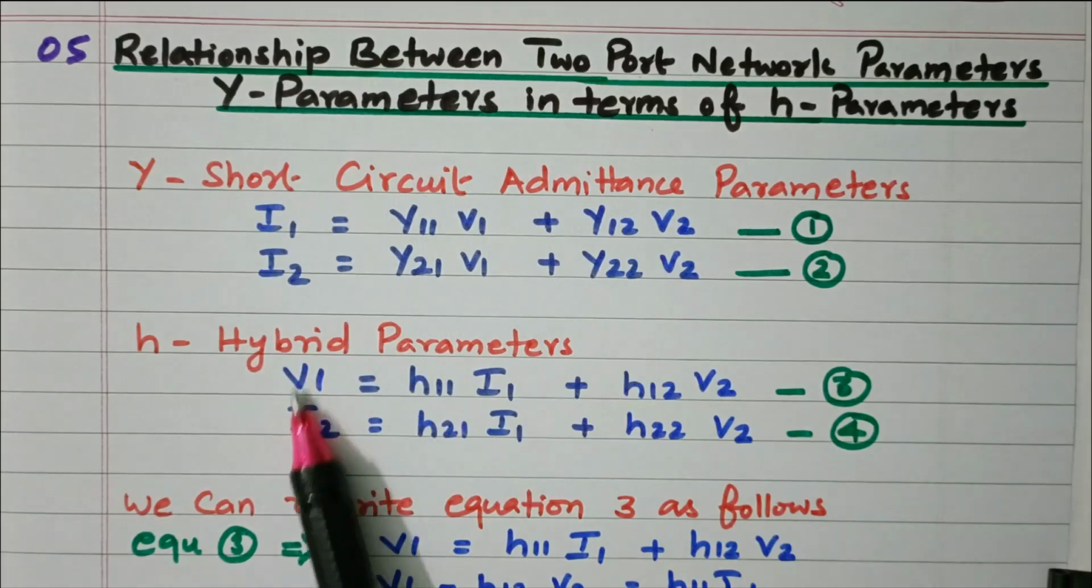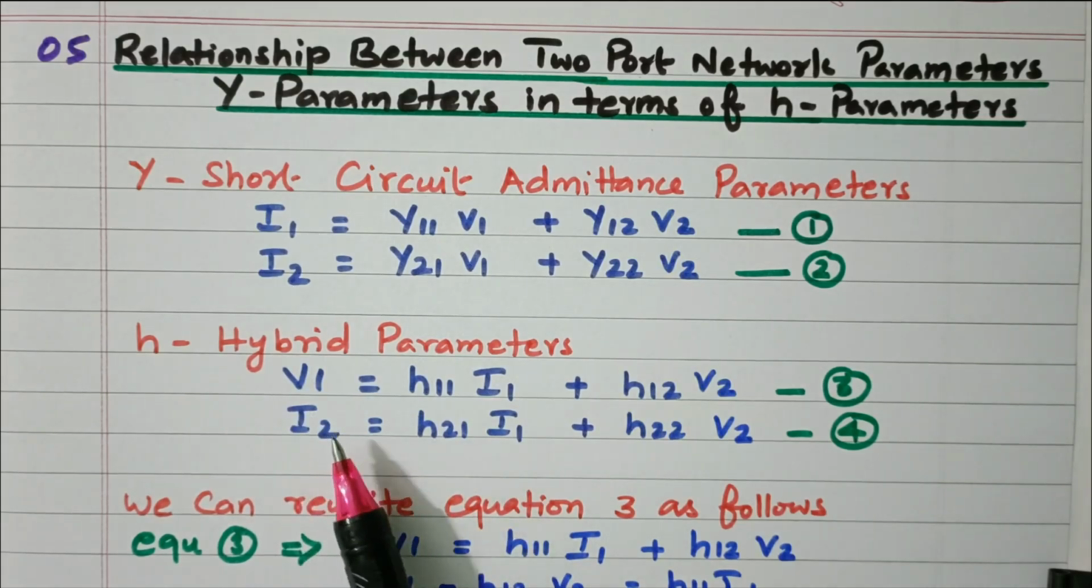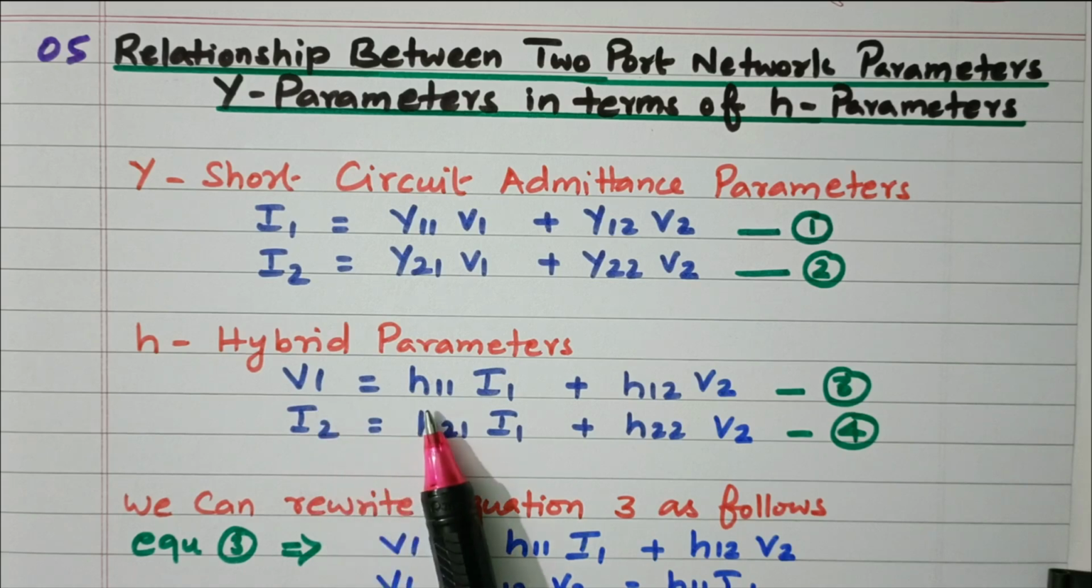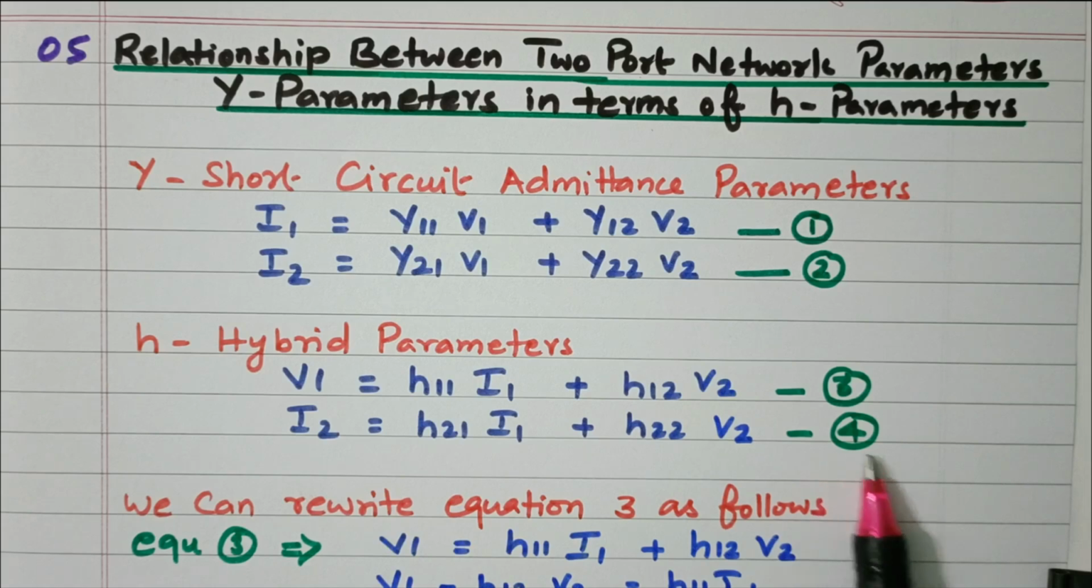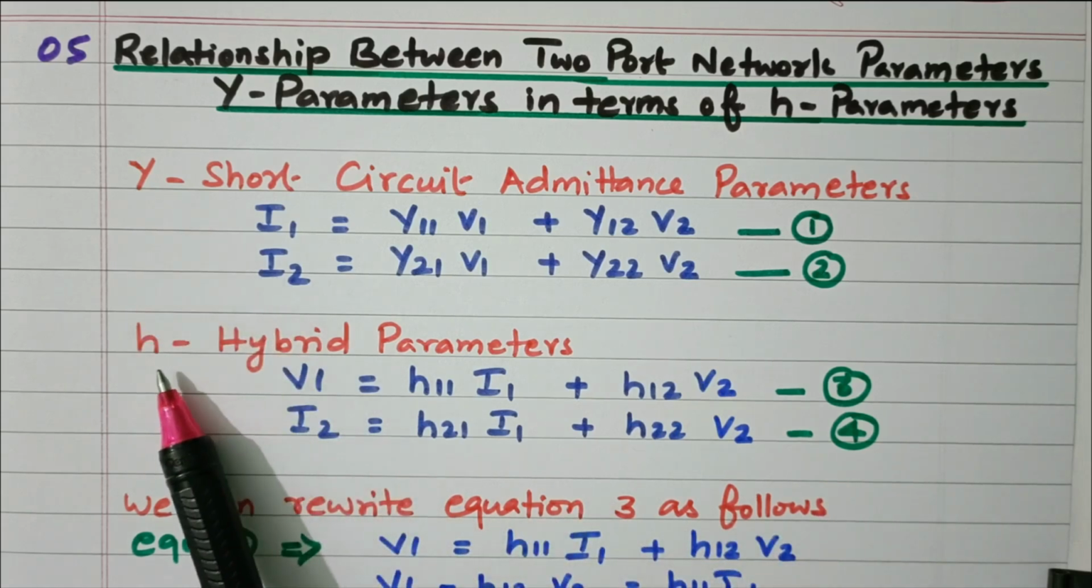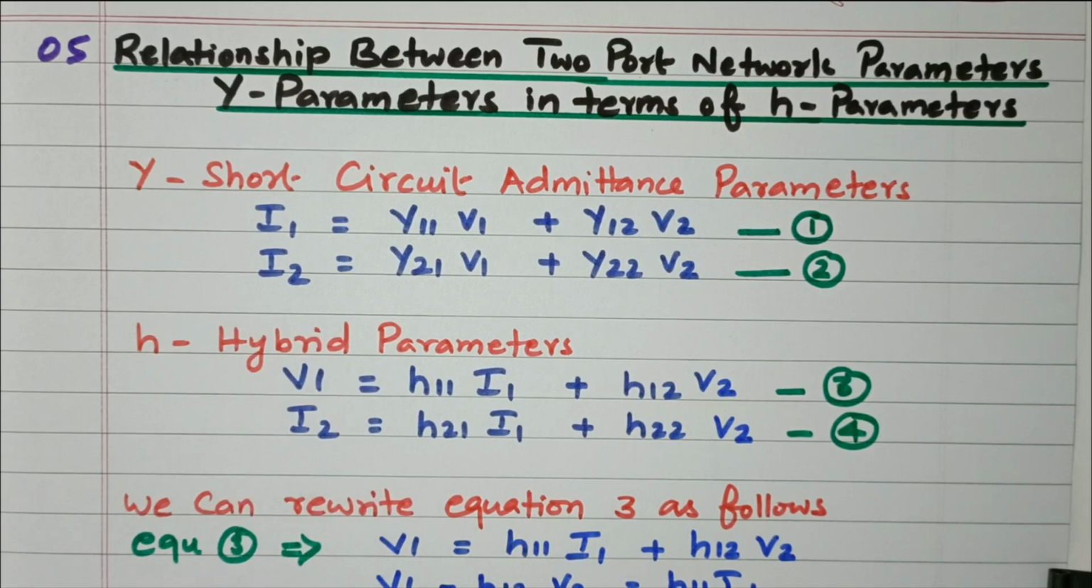Both are mixed together. Z parameter and Y parameter. Here both short circuit and open circuit are available. So V1 equal to H11 I1 plus H12 V2. I2 equal to H21 I1 plus H22 V2. Take this equation number 3 and 4. Now we are going to express Y parameter in terms of H parameter. Right. Now by solving this equation we are able to find the relationship.